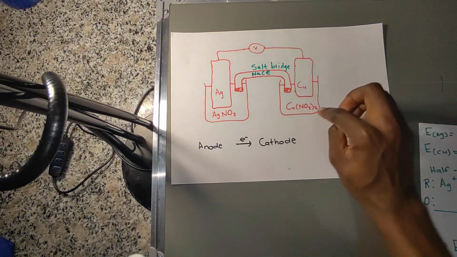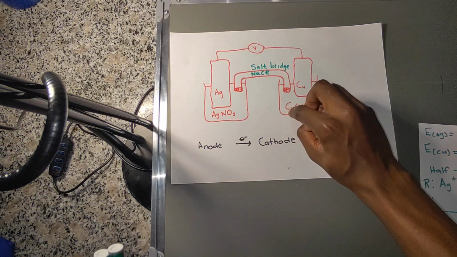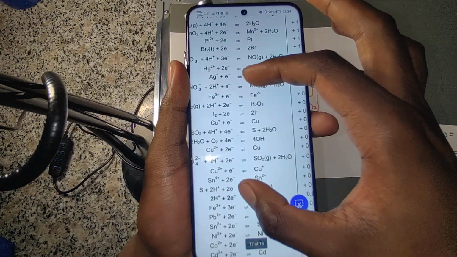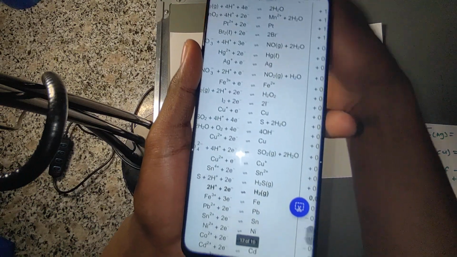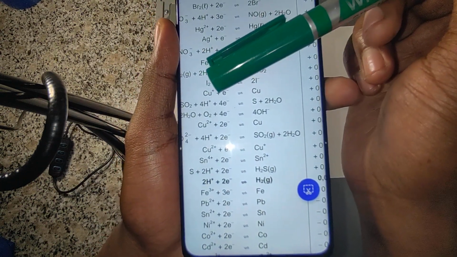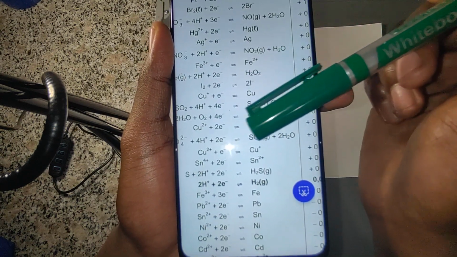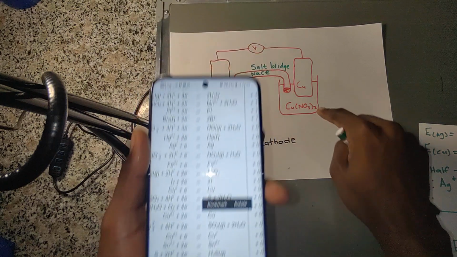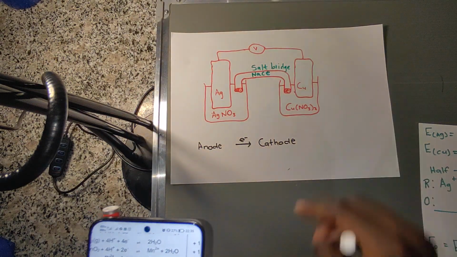So now, because of this 2 here, that means this copper has a charge of 2+. So we're going to look for the copper with a 2+, because we have too many of them. So we have this copper, which is having a plus, and this one has a 2+. So we're going to take the one with the 2+, because we can see that 2 there.